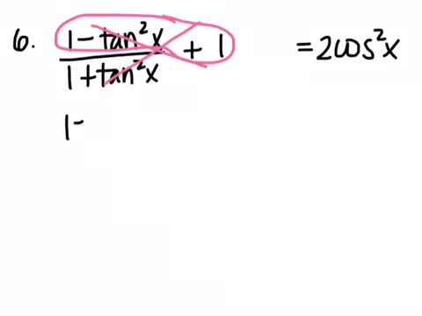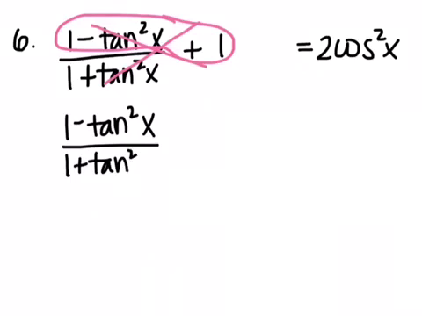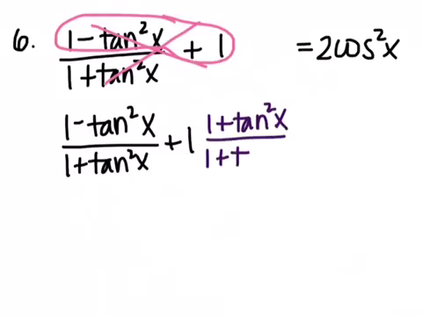So if you start out with 1 minus tangent squared over 1 plus tan squared, and you're adding 1, what you need to turn that 1 into is a fancy 1 of 1 plus tan squared over 1 plus tan squared. If you do that as your first step, this proof actually gets really easy. It's very few steps. So now these two fractions we can combine over the common denominator.